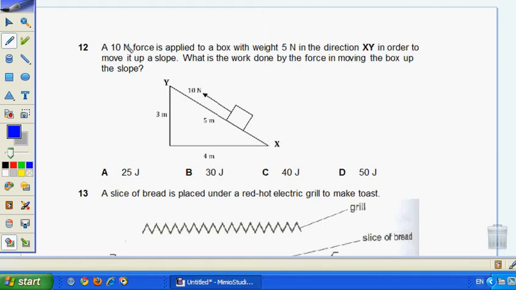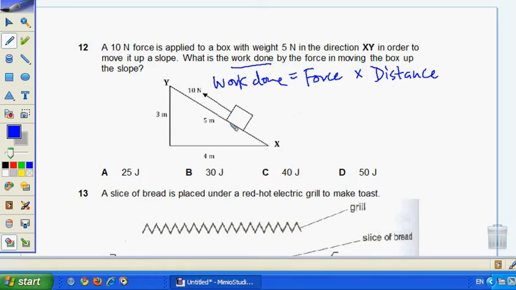Okay, for question 12, the keyword to take note of is work done. Let's try to recall the formula to find work done. Work done is equal to my force applied multiplied by my distance that is moved in the same direction of the force.